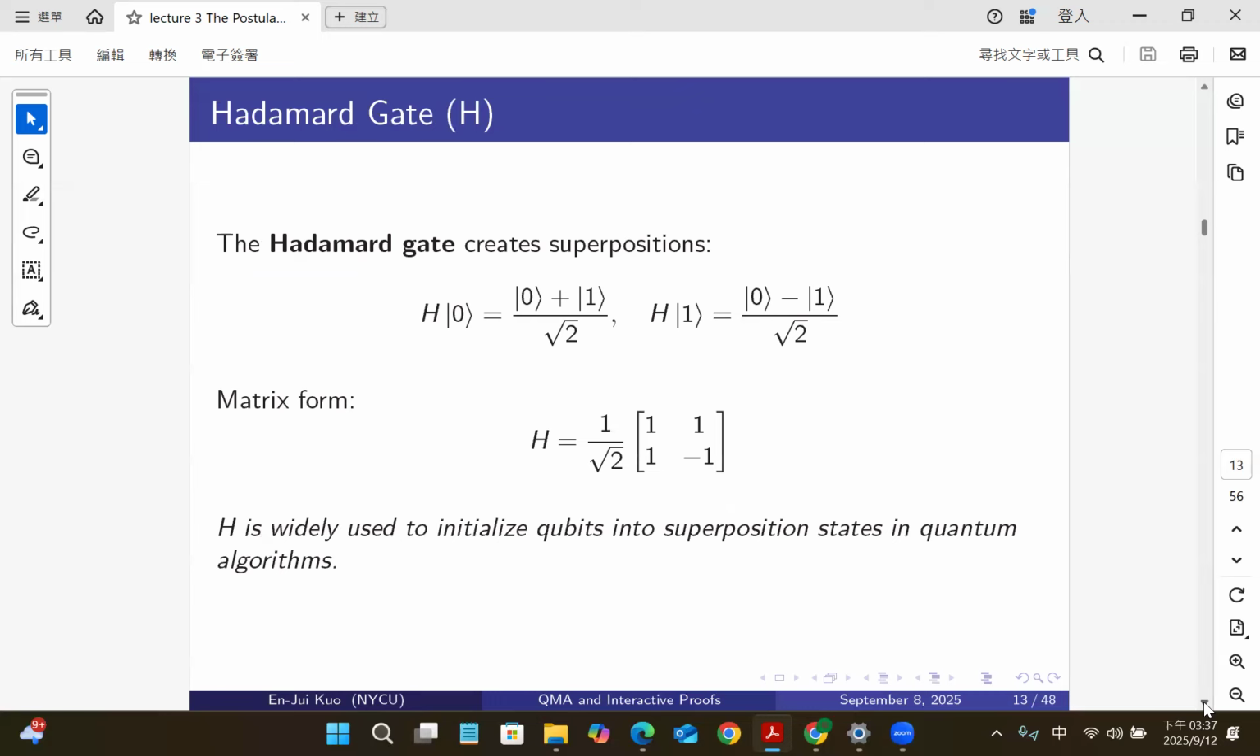Now there is another one, which is called the Hadamard gate. This is most important. So this Hadamard gate applied on 0 will be the superposition of 0 plus 1 divided by square root 2, and H applied on 1 will be 0 minus 1 divided by square root 2. So if written in matrix form, your H will be 1 over square root 2, [1 1; 1 minus 1]. The definition is simple. When you apply on 0, just linear superposition of 0 and 1. When you apply on 1, there's an additional minus. So this is called a Hadamard gate.